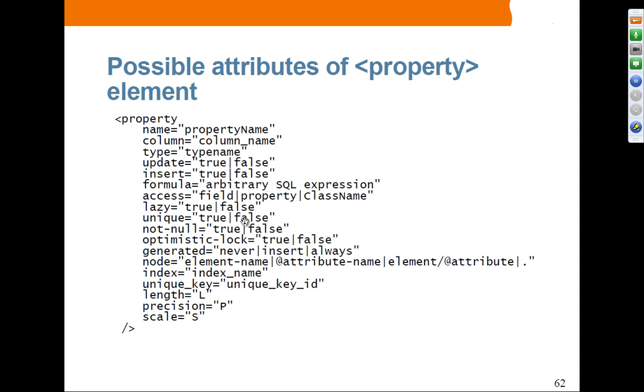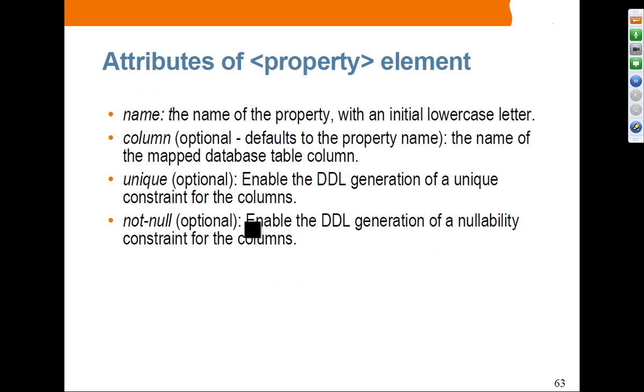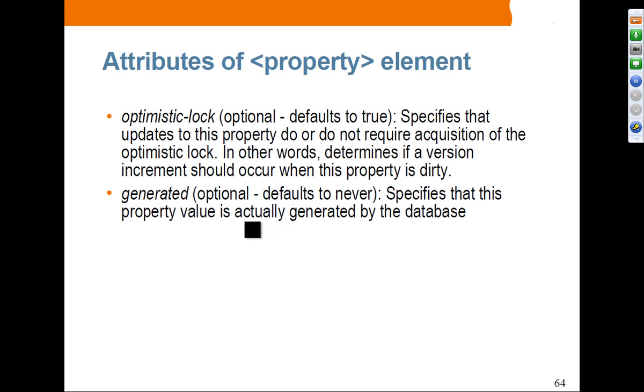More complete attributes of property elements look like this. All right, a little bit of explanation: name is the name of the property of your Java class, and column is the name of the table column. Unique enables DDL generation of a unique constraint for the column. Not null is the nullability of the column. Optimistic locking, you can specify the optimistic locking for that particular column. Generated, default to never, specifies that this property value is actually generated by the database.